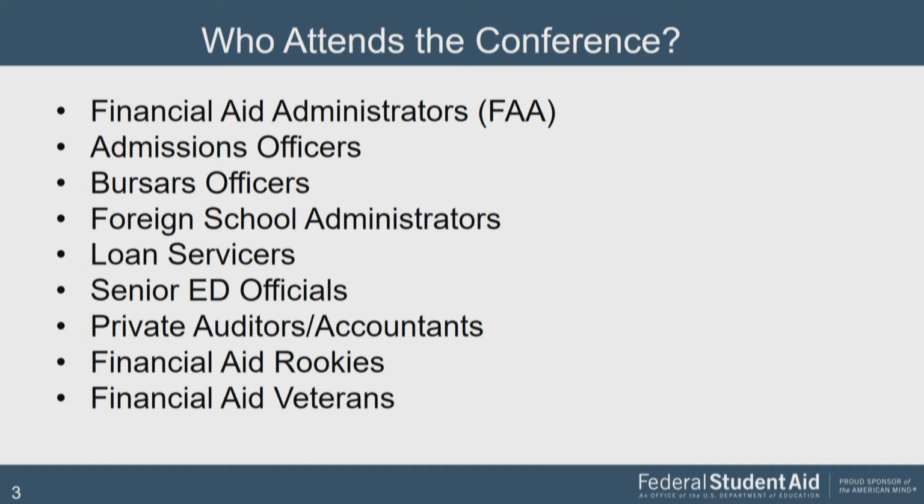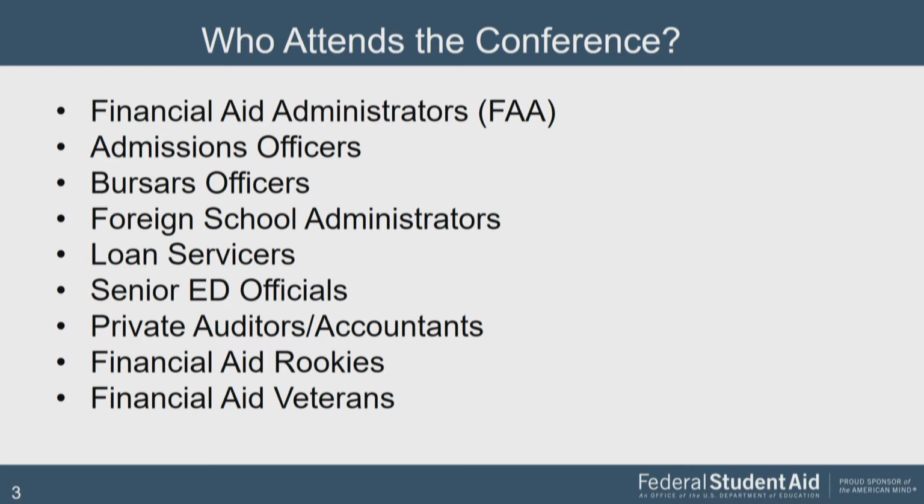So whenever you're out and about walking through the thoroughfares or the corridors, and maybe sitting down and grabbing lunch or breakfast, you may see someone that has a conference badge like you, but their college name or their college location may be in another country. We have foreign school administrators here. We have student loan servicers here, senior Department of Education officials that will be making presentations and answering questions. Private auditors and accountants are here because they want to stay abreast of the recent changes. We also have financial aid rookies and financial aid veterans.